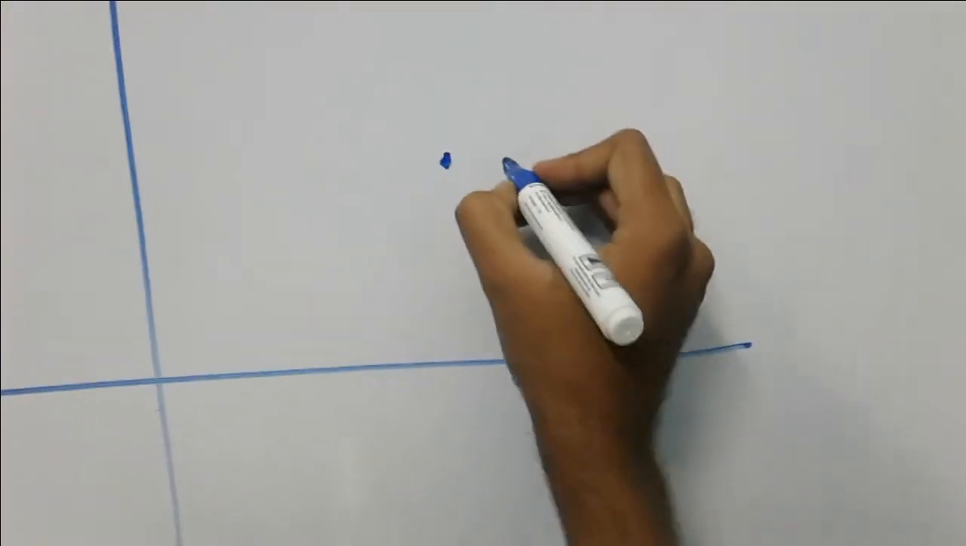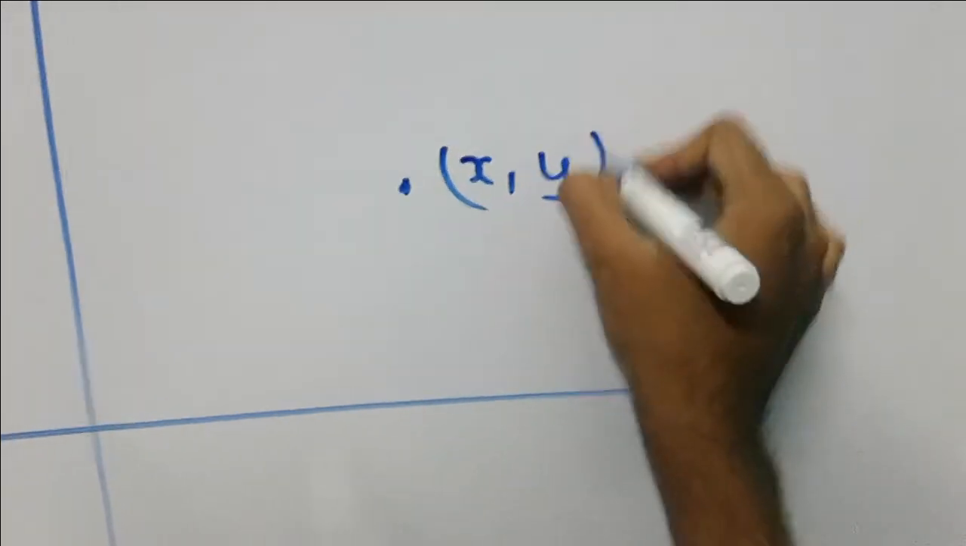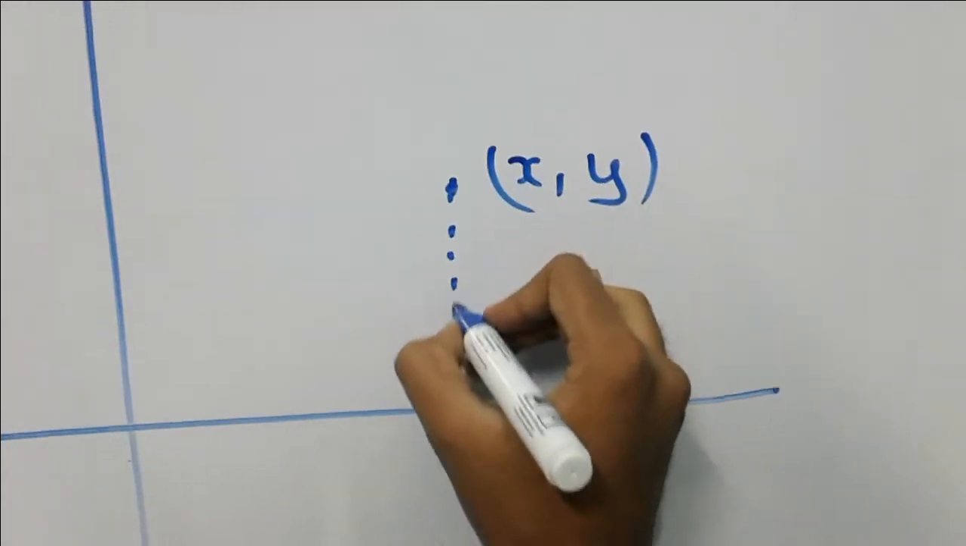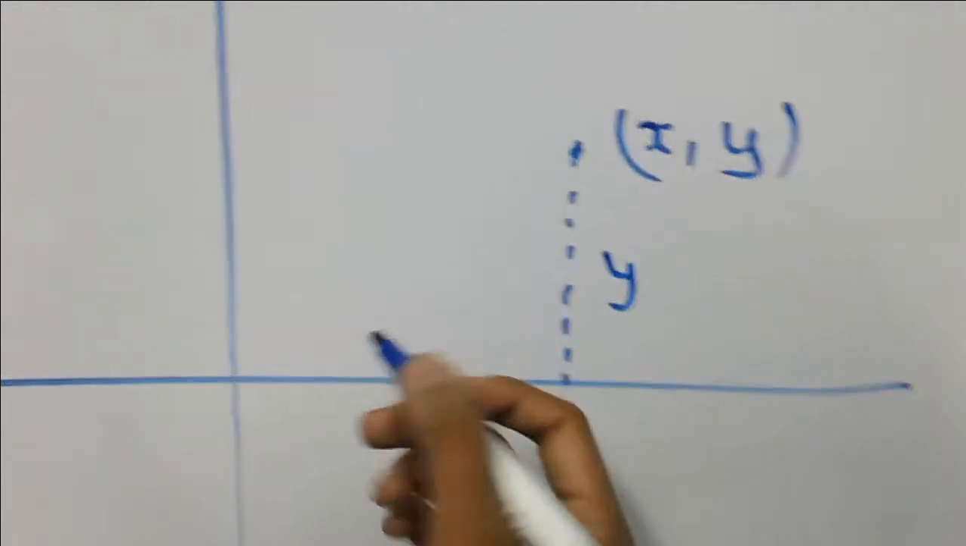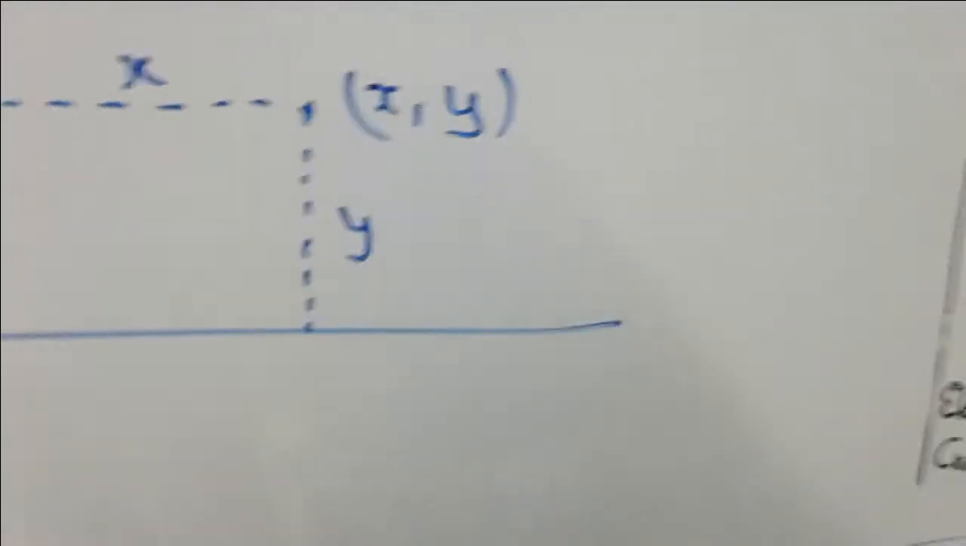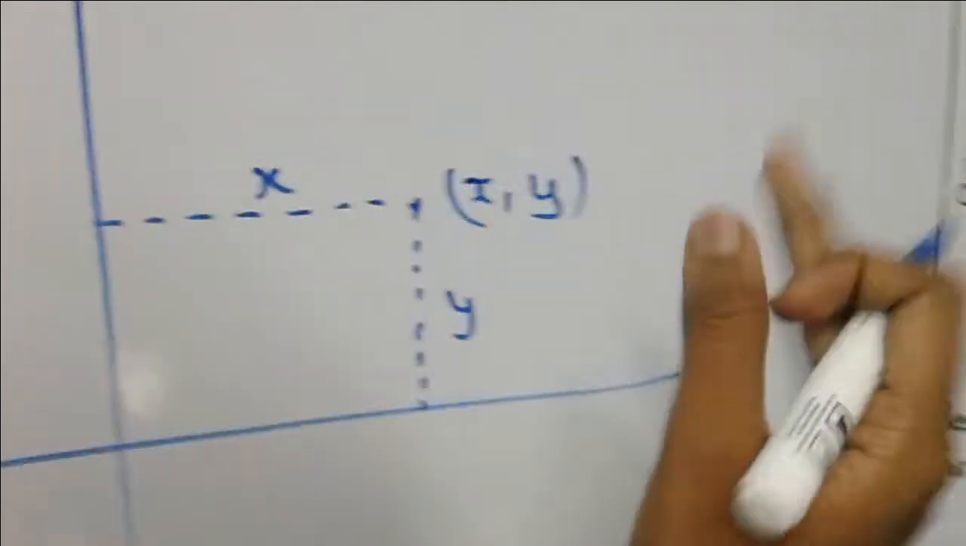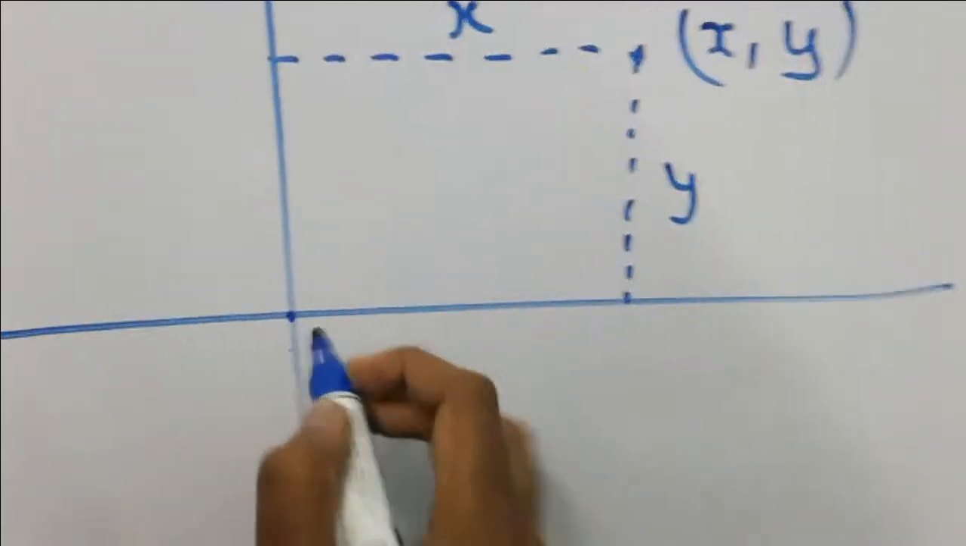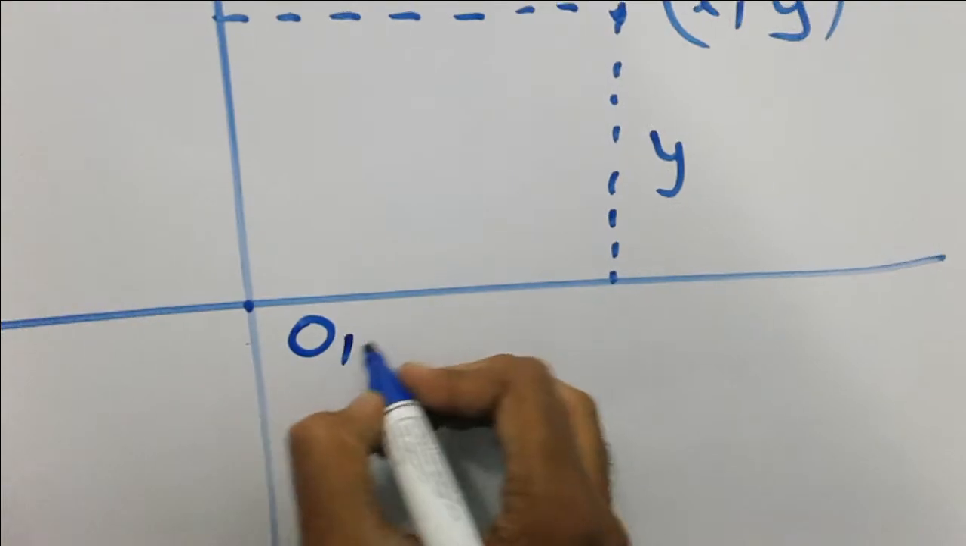So, change in origin. Suppose that you have a coordinate system, and let's assume there's a point, say x comma y over here. Then you might know this distance will be y, obviously, and this will be x, right? Assuming that this origin is situated at 0 comma 0.